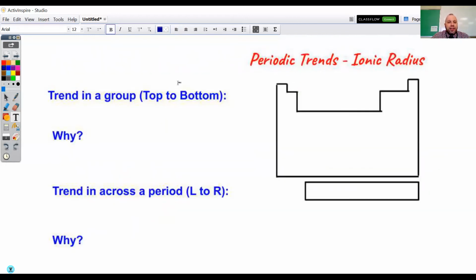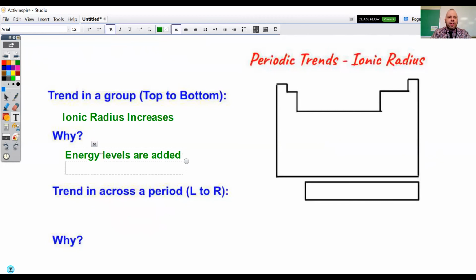So adding a trend for atomic and ionic radius tends to be a little bit tricky. So what we're going to say here is within a group, nothing changes. Within a group, we're still going to say that ionic radius increases, still top to bottom. Why? Same reason. Energy levels are added. And the second reason is more electron shielding.